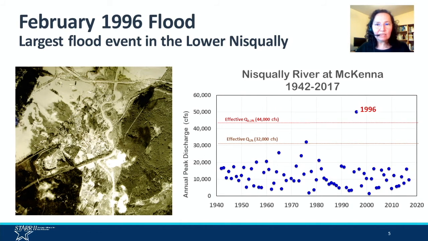In February 1996, the lower Nisqually experienced its largest event, with widespread flooding and a lot of damages. The gauge at the town of McKenna, which is seen in the picture, recorded an estimated 50,000 CFS during the 1996 flood. As you can see in the graph, that flow is higher than both the 1% and the 0.2% effective flows, so the 100- and the 500-year flows. So since 1996, the communities in the area have been using that major event for floodplain management instead of the effective 1% flow.